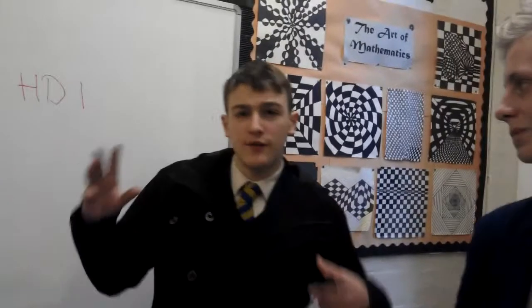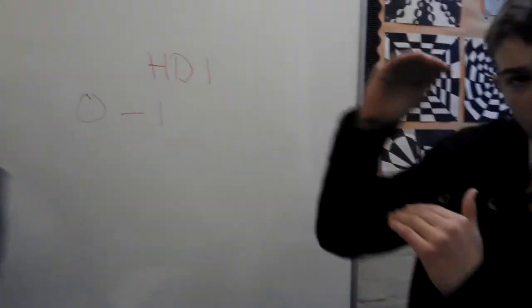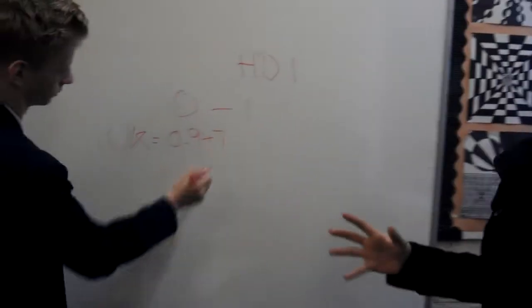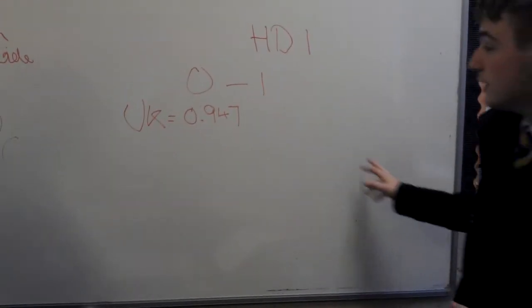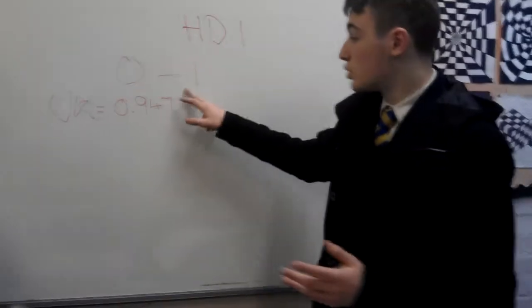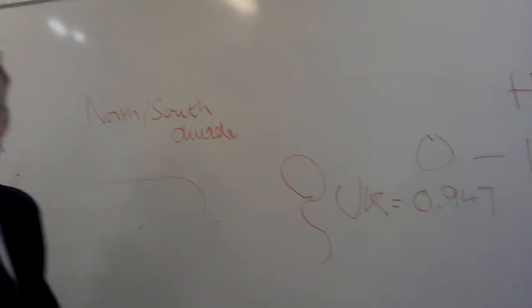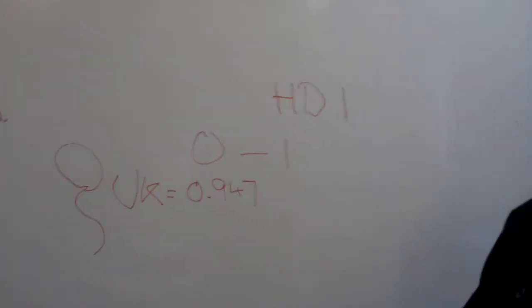Now, each country is given a value of HDI, which enables them to be put in a table, if you like, a leaderboard, so we know exactly which country is the most developed and which is the least developed. It's from 0 to 1, and Britain again is very, very high, 0.947, which is a great stat to have because we've got all those things really well.